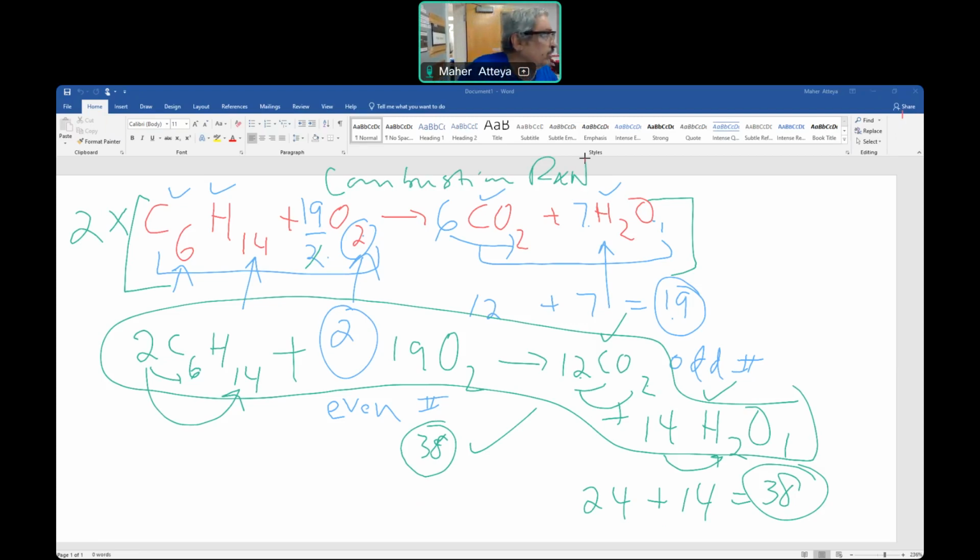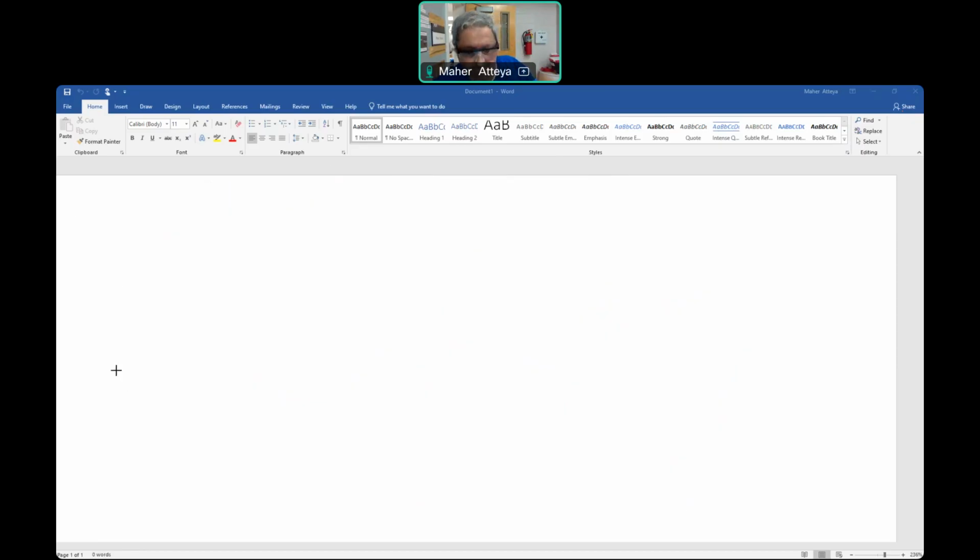Okay, guys. Any question about this? Those types of questions will come in the final exam. So let's clear out, and let's look at another type of chemical reaction, and you tell me what type of reaction this is.